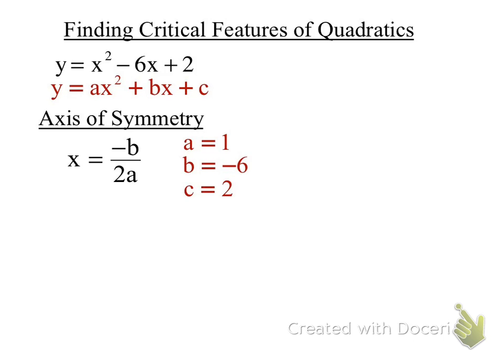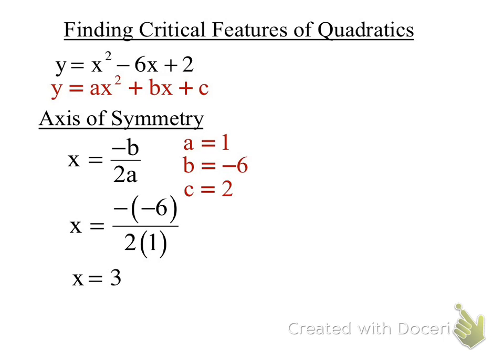So you need the axis of symmetry. So I do negative b, I substitute in negative 6. And remember, I already had a negative there, so it's really going to be negative 6 over 2 times 1, which is a. And when I multiply that out, the value of it is 3. Okay? You should be writing this.